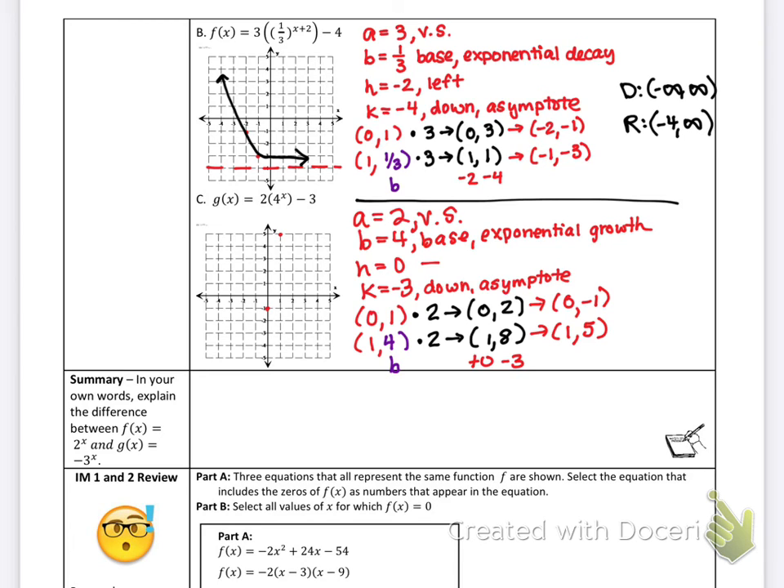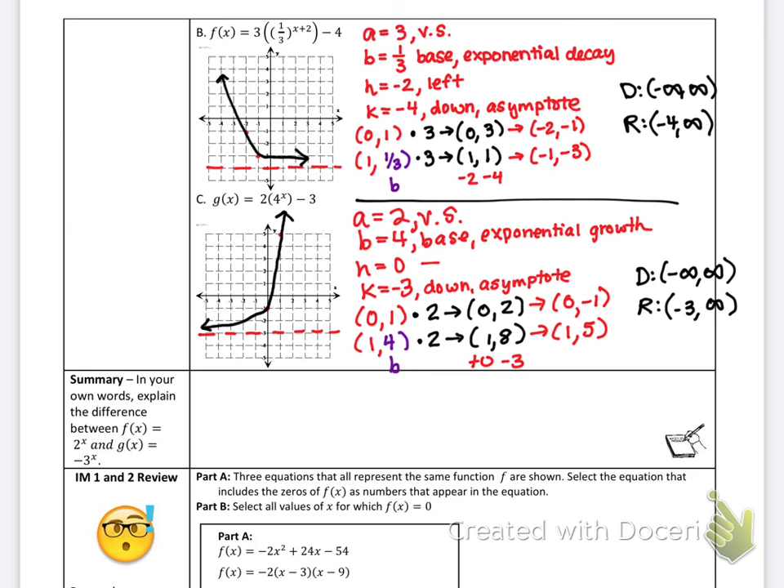So we can graph both of those points, but again, before we connect them, we want to make sure that we have our asymptote, which is going to be our K, which is -3. And then our curve, you'll notice since this is a growth, our curve is going in an upward fashion instead of a downward fashion. And so although that doesn't really affect our domain or our range too much, it does make our graph look slightly different.